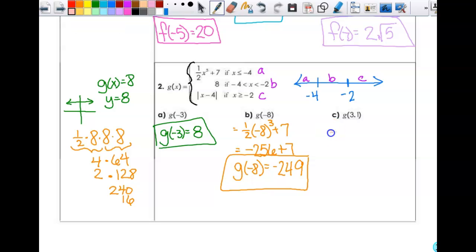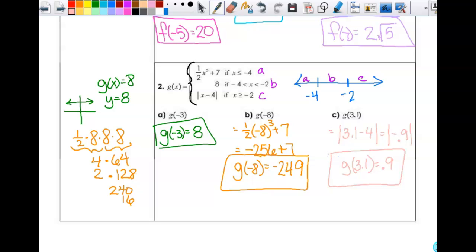And so this is the absolute value of 3.1 minus 4. That gives me the absolute value of negative what? Yes, good. Negative 0.9. You can always think in terms of money. You gave me $3.10, but you owed me $4. You still owe me 90 cents, right? And so when I take the absolute value of that, then g of 3.1 equals 0.9.